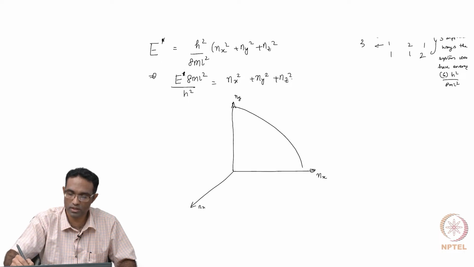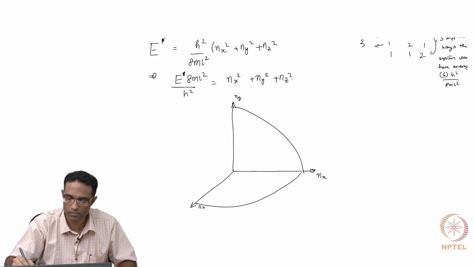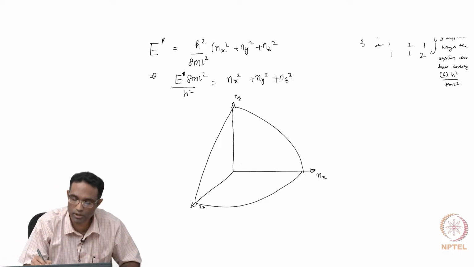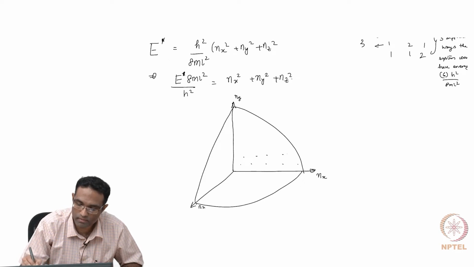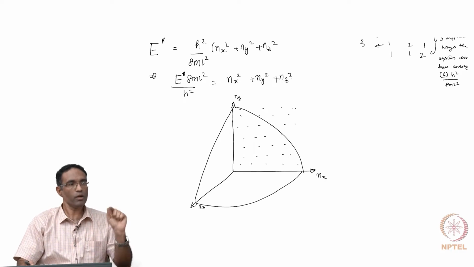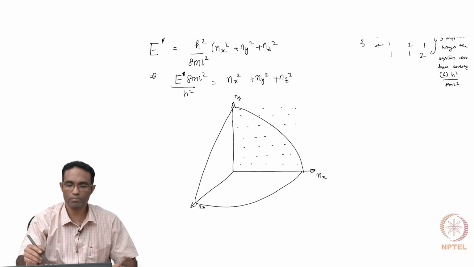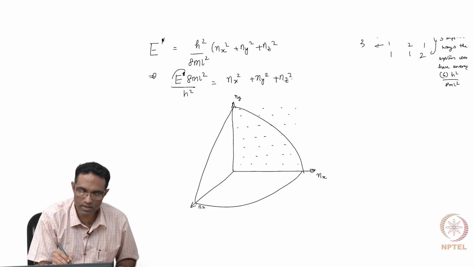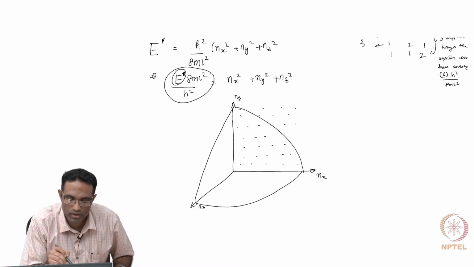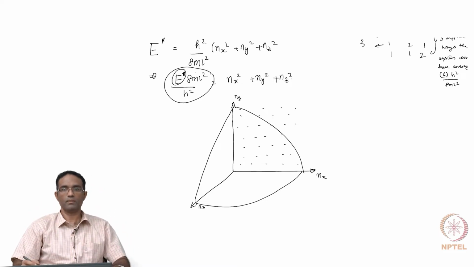So if this is the sphere, this is 1/8 of a sphere, and there are many of these points here, and so on. They are just filled with these points. If you want to find out how many points there are with this as the energy, then you will have to find out how many points are lying on the surface of the sphere with the square root of this as the radius, correct?